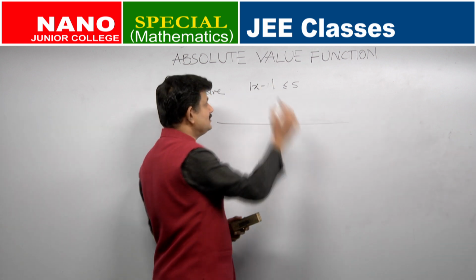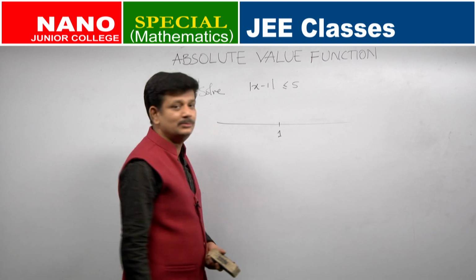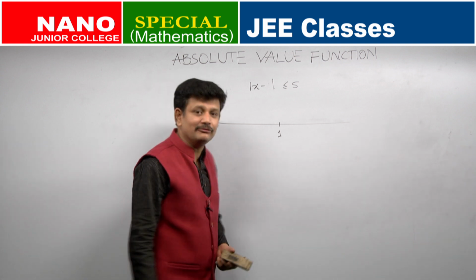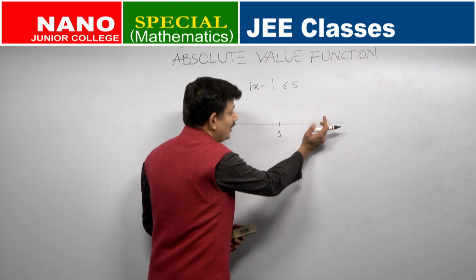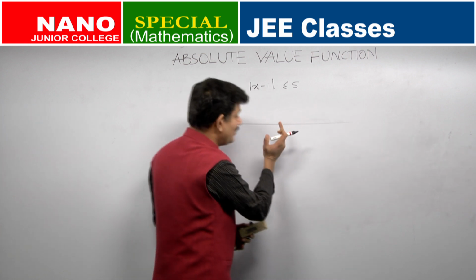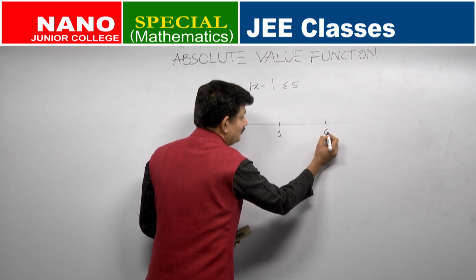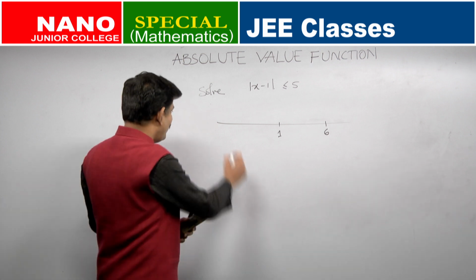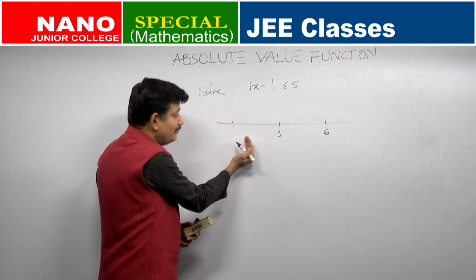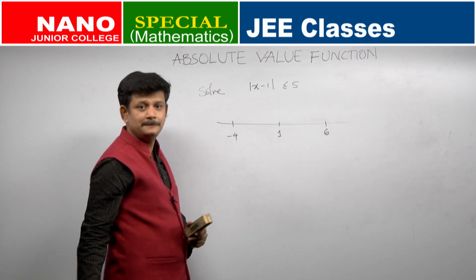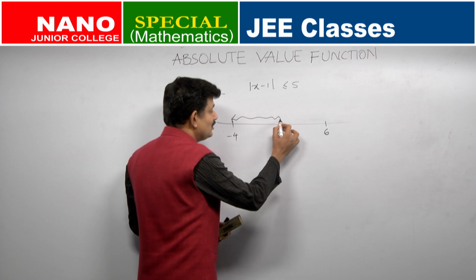So, I want the distance of x from 1 to be less than or equal to 5. First my focus will be on when it will be equal to 5. What numbers are at a distance of 5 from 1? 5 units I will move rightwards, 5 units I will move leftwards. Moving rightwards, 5 plus 1 is 6. Moving leftwards, 1 minus 5 is minus 4. At these points the distance from 1 is equal to 5.